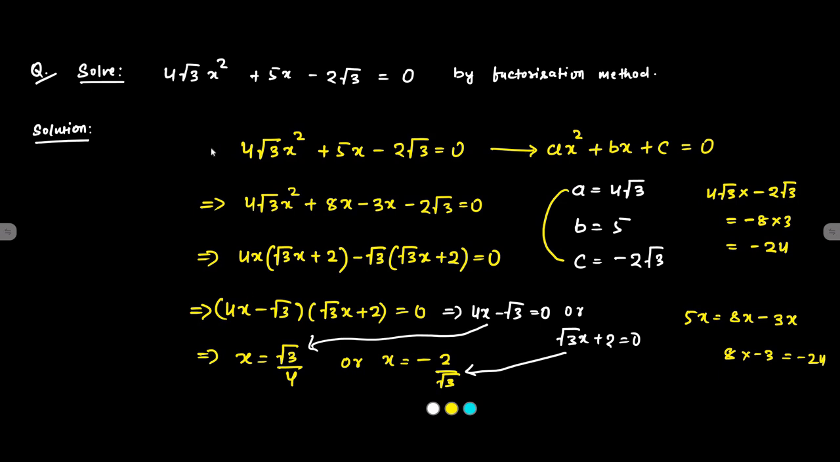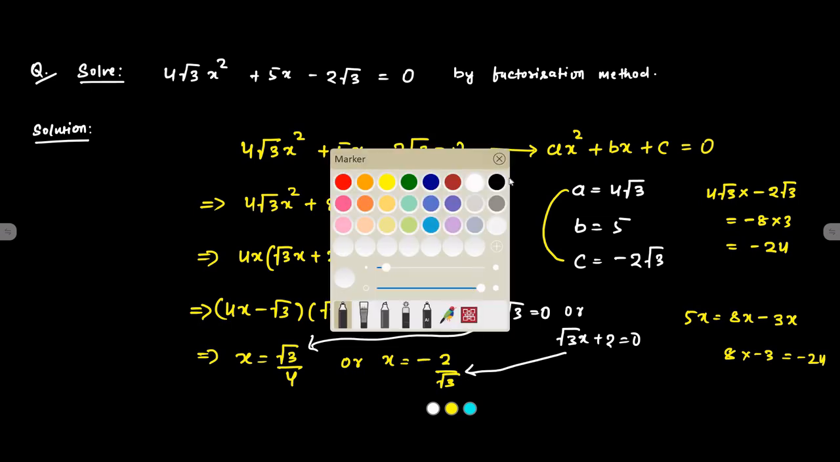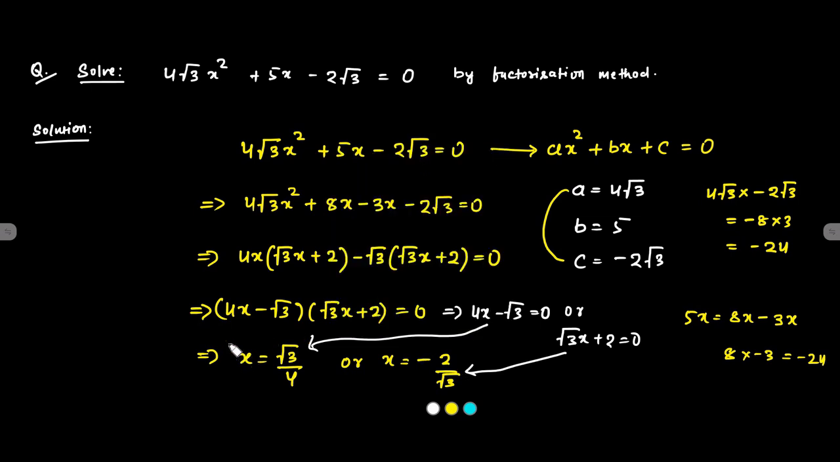Okay, so this question was a bit different with the introduction of square root in the values of a, b and c. In a and c here, b was a normal number, so it's a bit different, but we have solved it. So the two roots of the quadratic equation are x is equal to root 3 by 4 or x is equal to minus 2 by root 3.